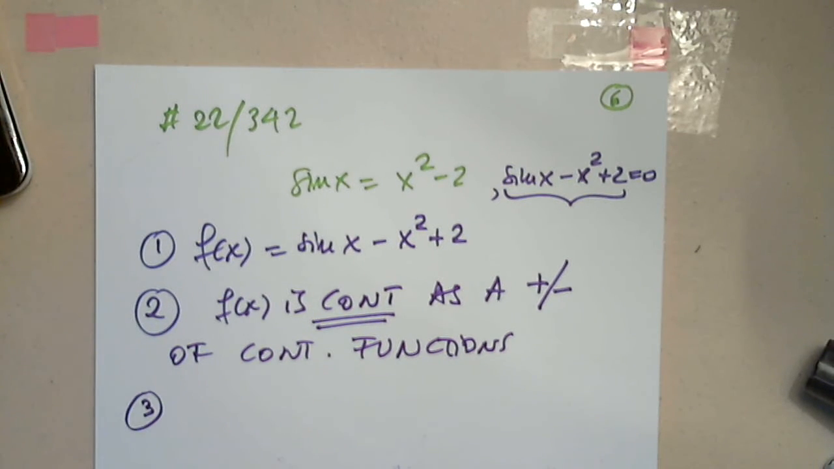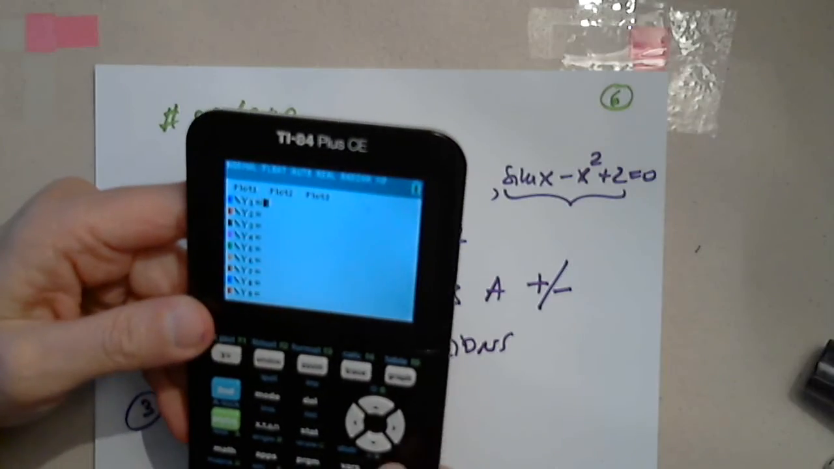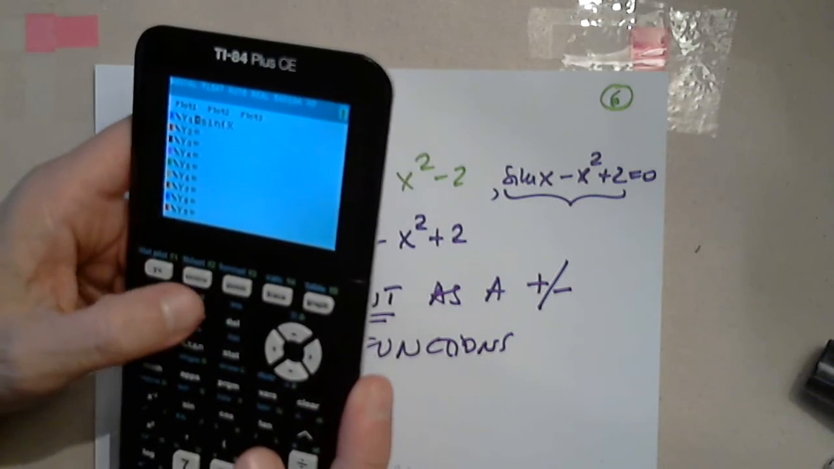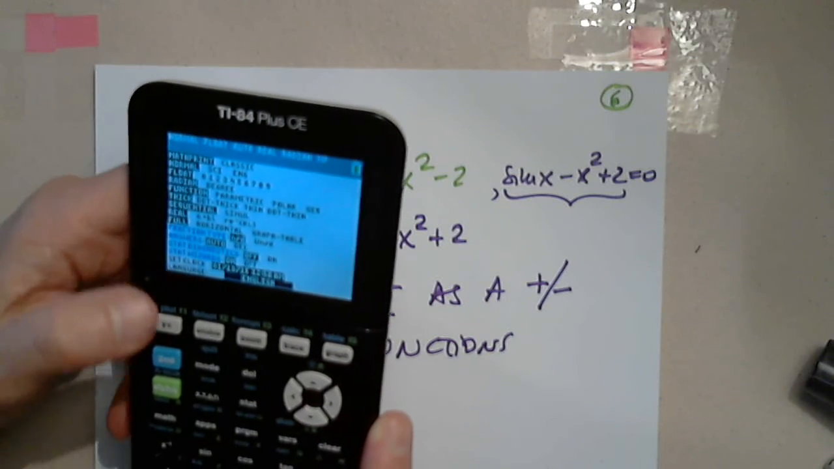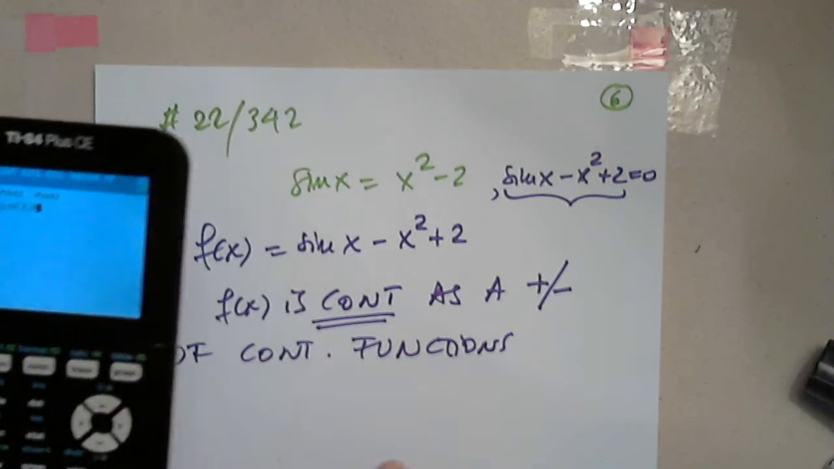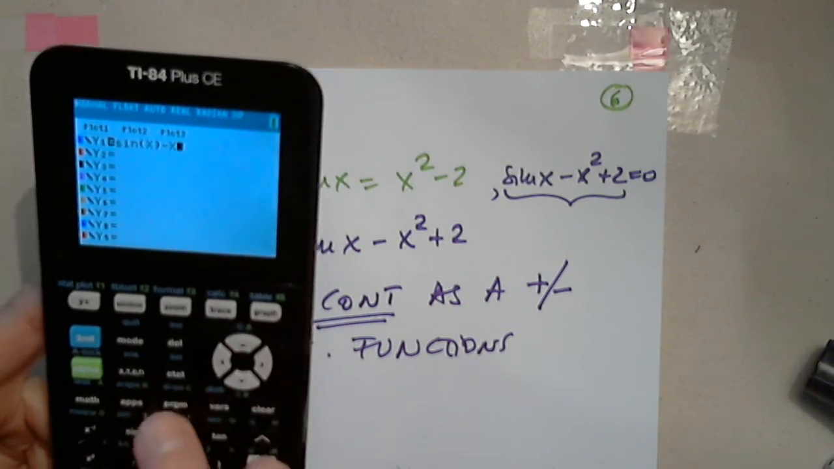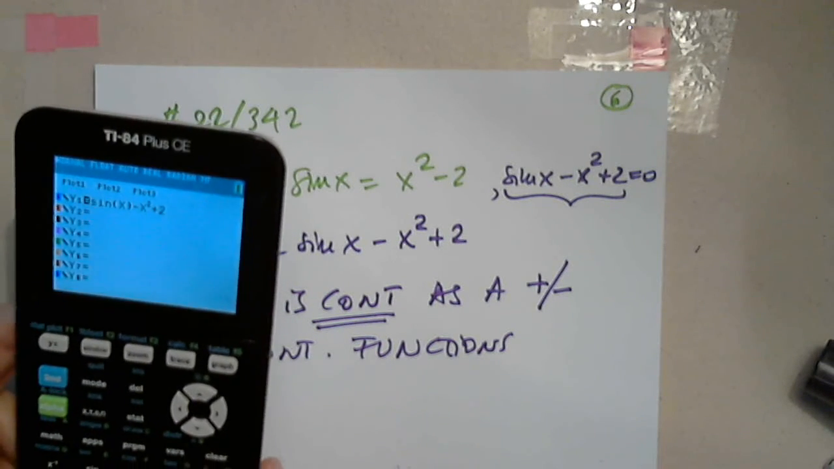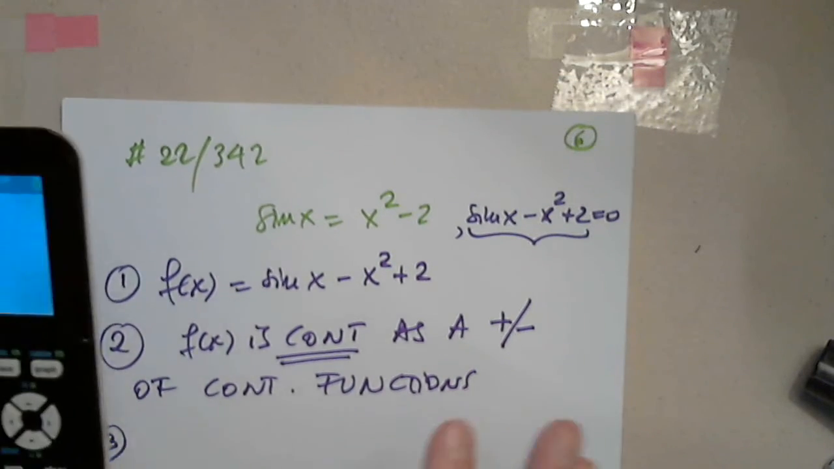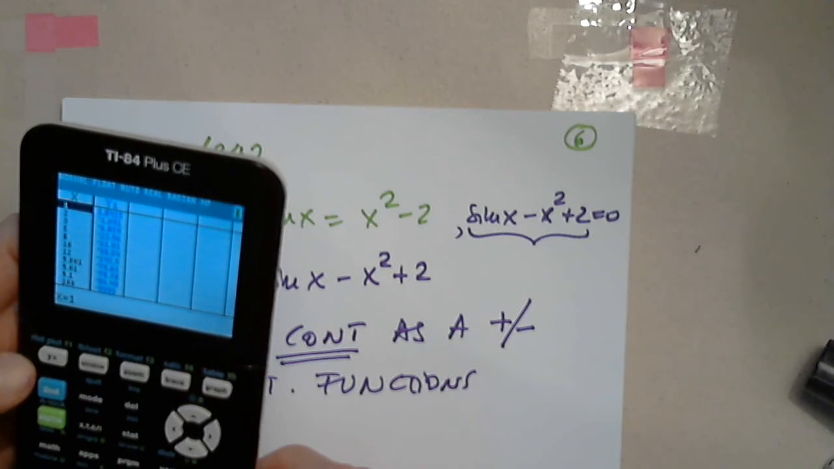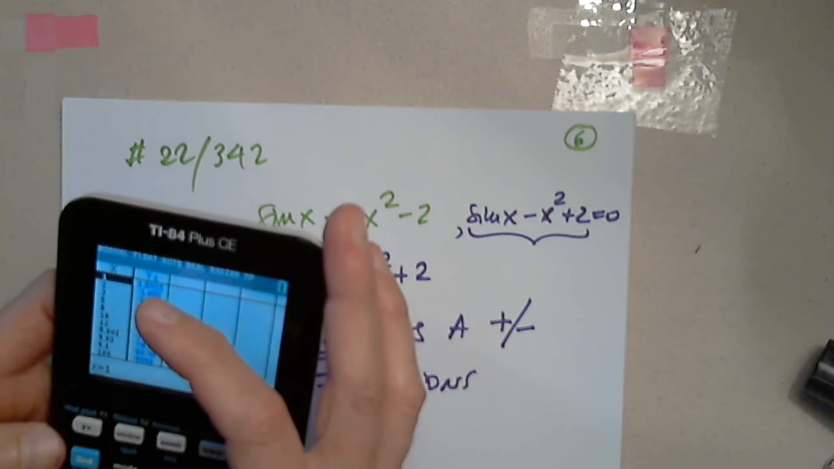In step number 3, I will plug this function in the calculator in y equals, and I have sine x. Make sure that your calculator is in radian mode. So sine x, close the parenthesis, minus x squared, and then plus 2. I can graph and just have an idea, or just plug in some numbers, go to second and table. And it happens that I already have a solution.